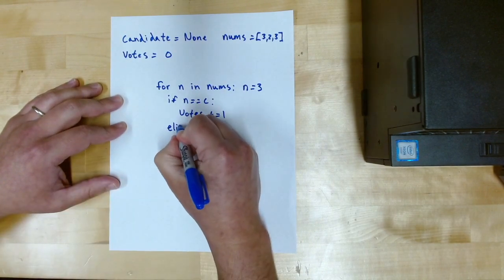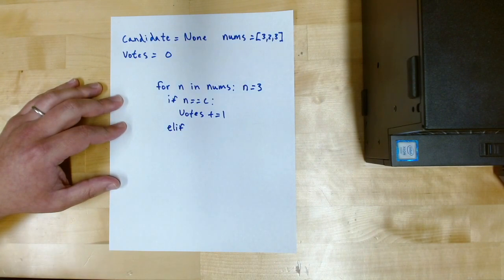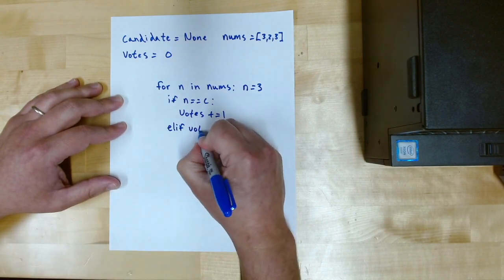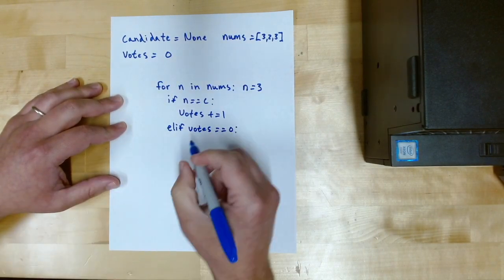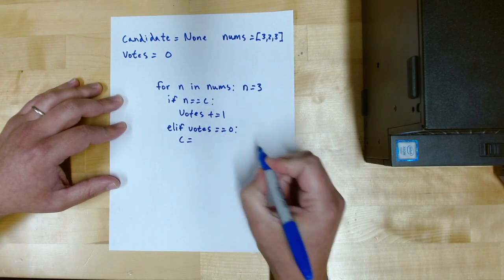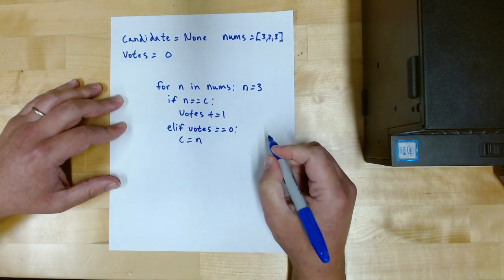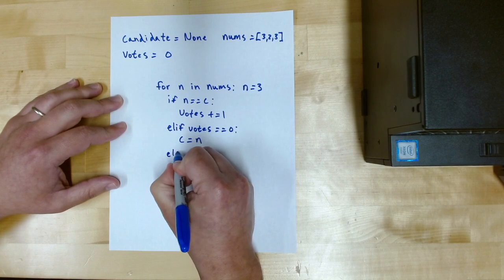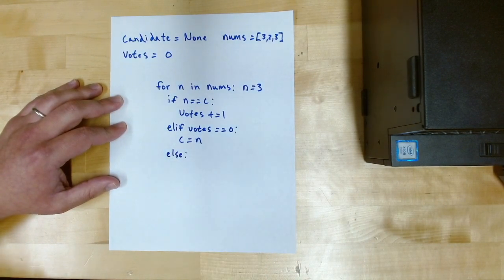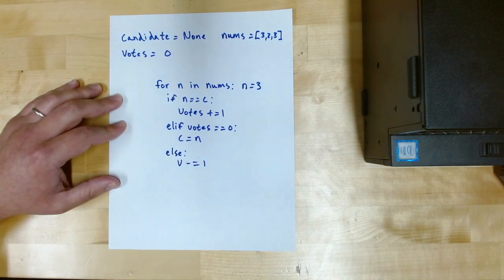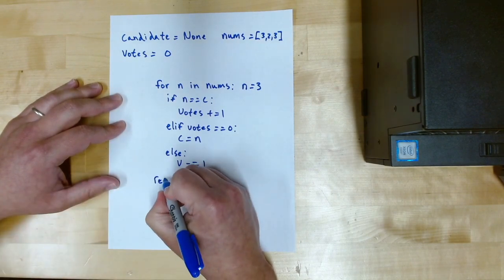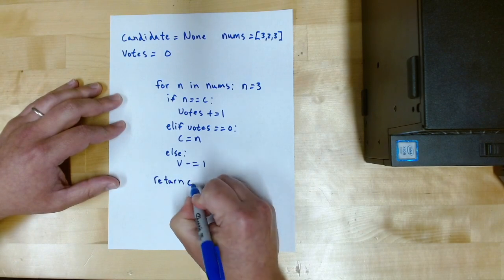Else if the votes equals 0, remember what we do here? Then candidate becomes n. Lastly, our else statement, our votes will be decremented by 1. And then when we get to the end, whoever's the candidate, that's our result. So we're just going to return candidate. So let's go through this.